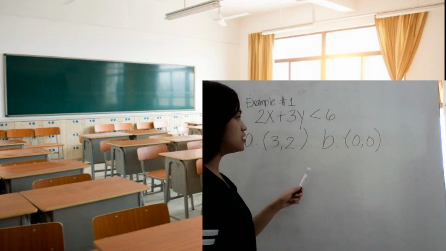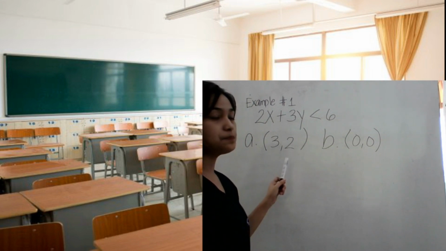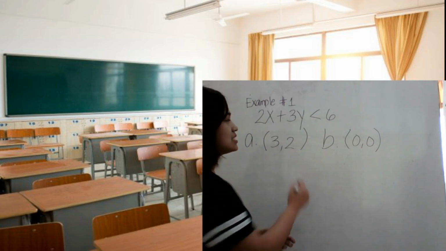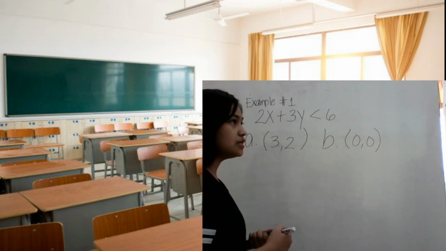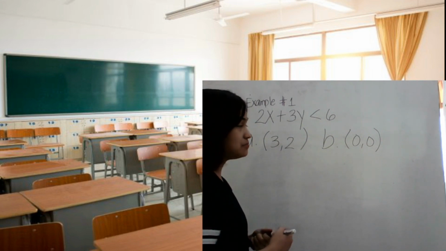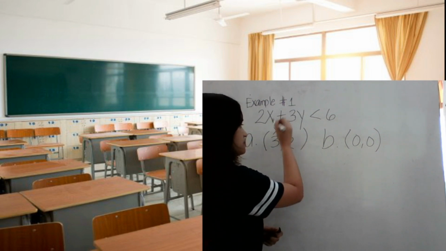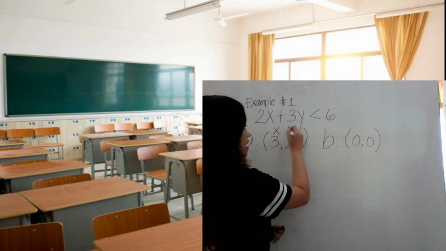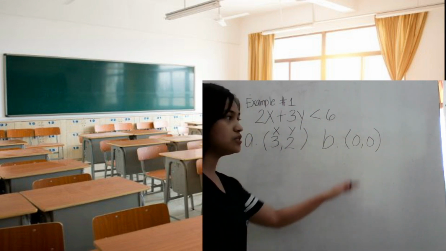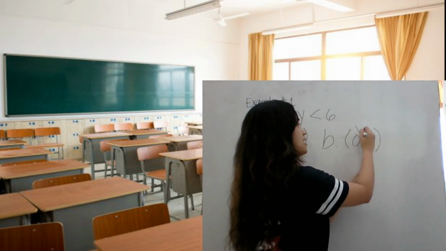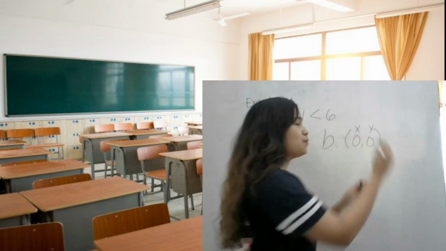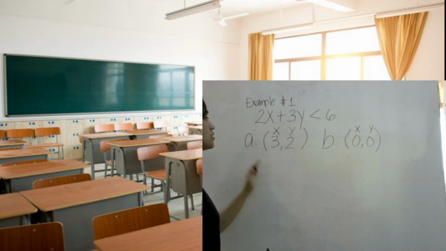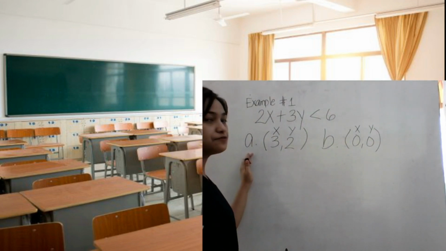Paano po ang gagawin? First of all, substitute po natin yung unang given, which is (3, 2). Now class, si 3, siya ay x-coordinate. So that means ito ang ating x. While si 2, siya ang ating y-coordinate. That means siya ang ating y. Same with (0, 0). So yung nauna ay x, pangalawa ay y. Pareho naman 0.